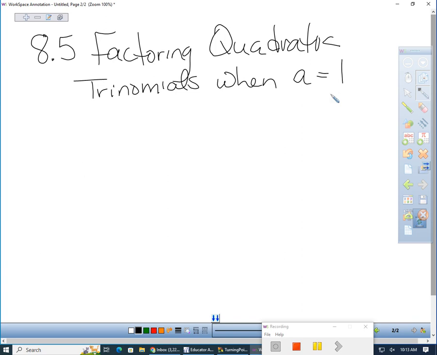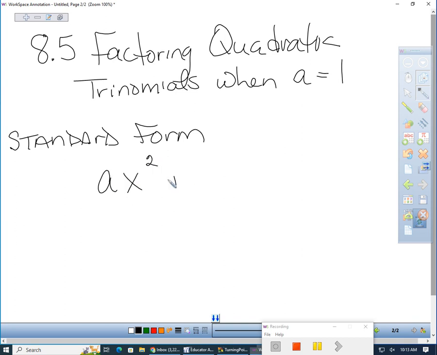First of all, I need to talk about the standard form of that quadratic trinomial, right? So standard form. Quadratic means our highest exponent is a 2. Trinomial means there's 3 terms, right? So the standard form is always in the form ax squared plus bx plus c, where a, b, and c are your coefficients.